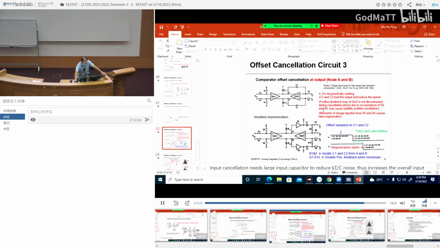Then during positive feedback, GM2 is still inside, and therefore it may cause some stability problem, oscillation. And then finally you have S5 and S6 here. When they open, they are also injecting charge injection during positive feedback, which may cause problems.